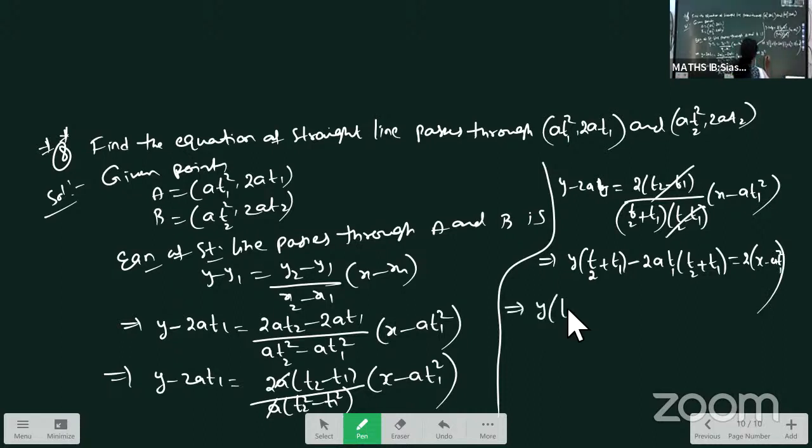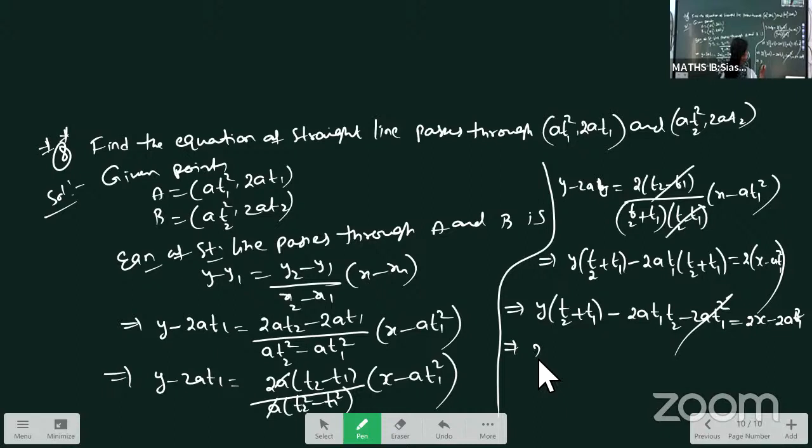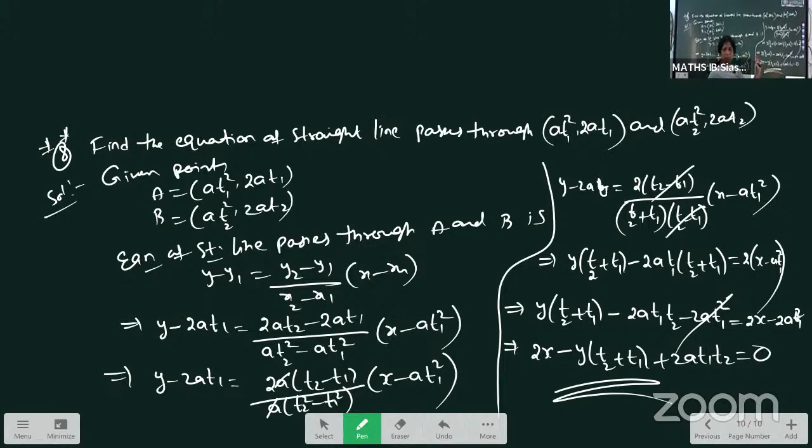So y into t2 plus t1 minus 2a t1 t2 minus 2a t1 square is equal to, opening up, 2x minus 2a t1 square. Minus 2a t1 square and minus 2a t1 square cancel. So take the left side terms to the right side. What do you get? 2x minus y into t2 plus t1 plus 2a t1 t2 is equal to 0. This is in the form of a straight line, something into x, something into y, and a constant. So this is how we have to solve the question.